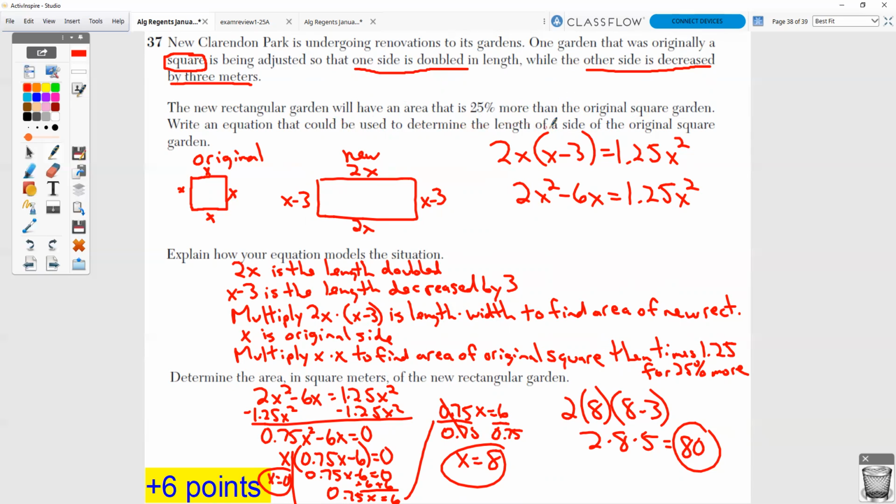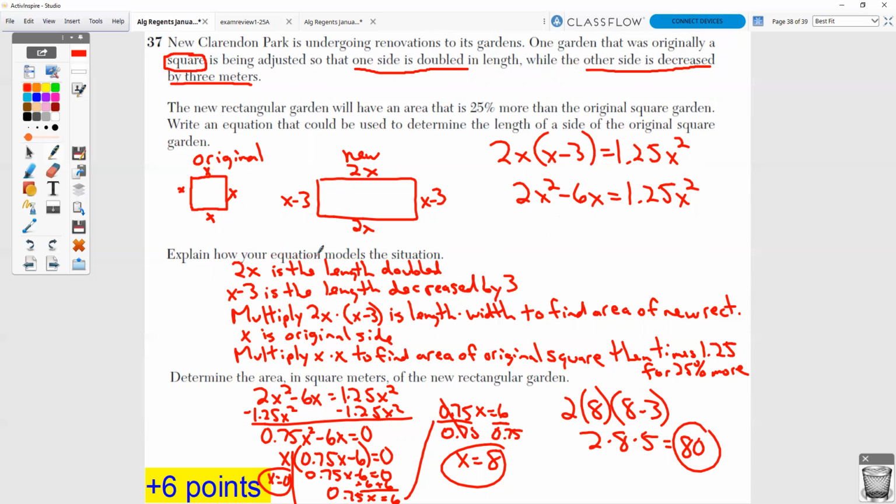Write an equation that can be used to determine the length of the side of the original square garden. This is very, very difficult here to set up this equation correctly. These 2 sides multiplied together give you your area, because the area is length times width, or you could say base times height. So of the new rectangle, you have to multiply both of those sides together. Here's the tricky part. In order to be 25% bigger, you have to multiply by 1.25 x squared. It's x squared because it's 25% more than the original. So the original is x times x, which is x squared. To be 25% more, you'd have to multiply by 1.25. The 1 gives you your whole thing that you started off with, plus the 25% or 0.25 more. So setting up the equation is worth 1 point.